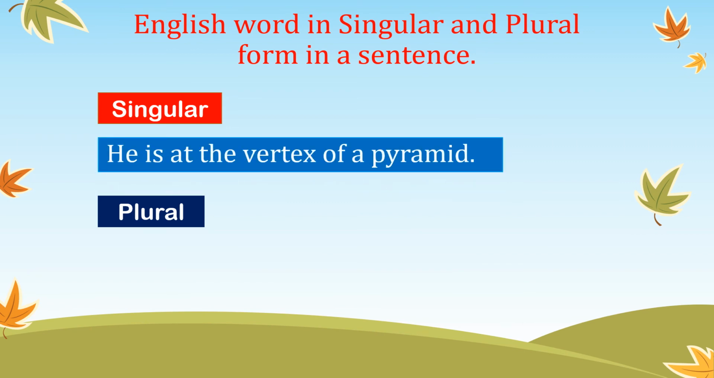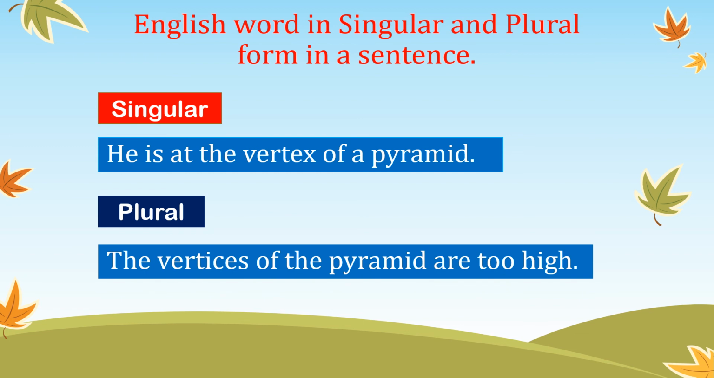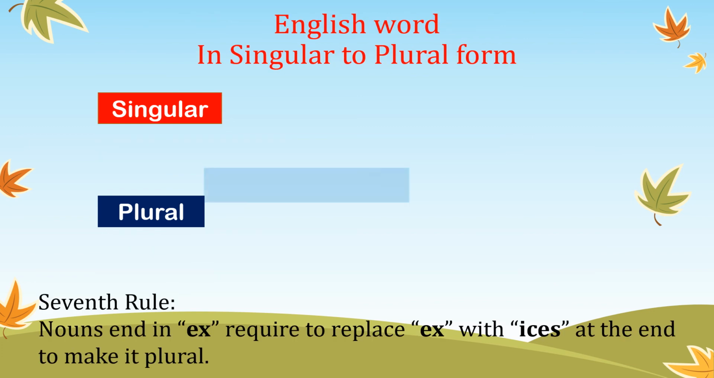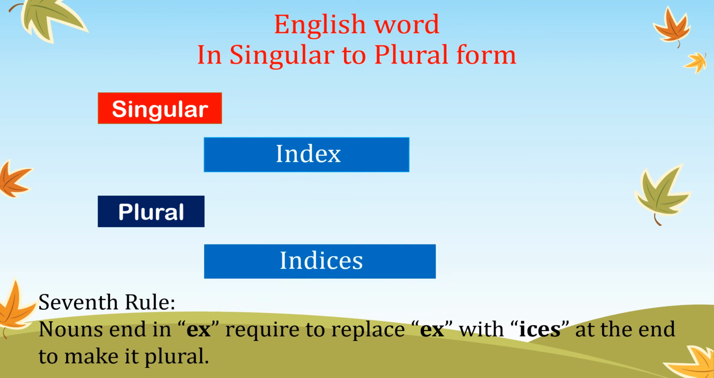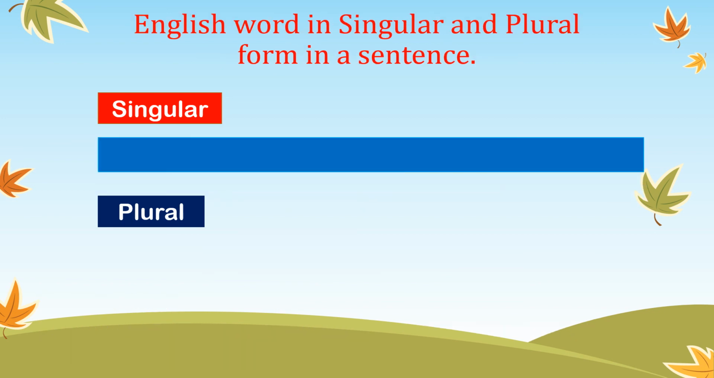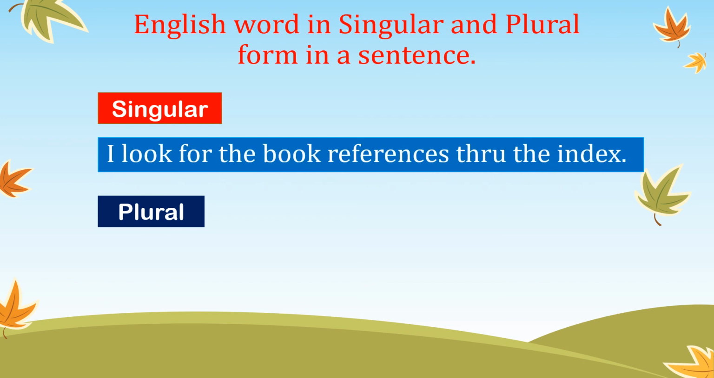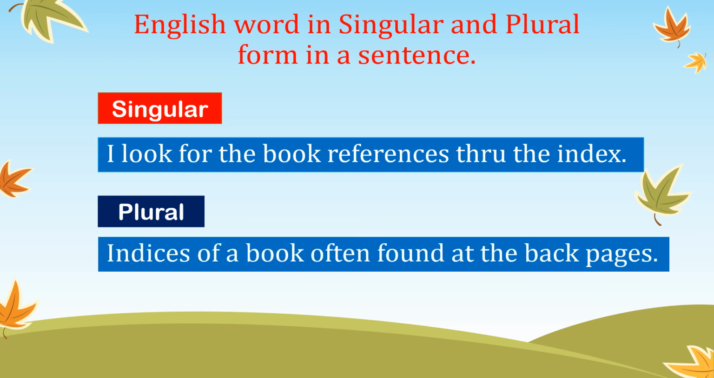Let's proceed to making it into a sentence. He is at the vertex of a pyramid. Now let's make vertex into plural. The vertices of the pyramid are too high. Next example for our seventh rule, index. Now let's make it into plural, indexes. Now let's proceed to making it into a sentence. I look for the book reference through the index. Now let's make index plural. Indexes of a book are often found at the back pages.